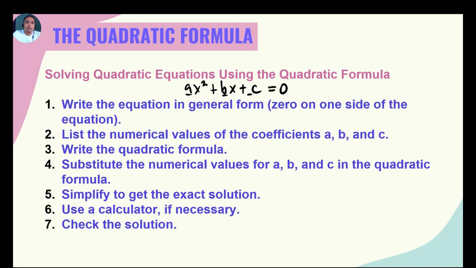Third, write the quadratic formula. Next, substitute the numerical values for a, b, and c in the quadratic formula. Number 5, simplify to get the exact solution. Number 6, you may use a calculator if necessary, and you may also check the solution. In checking the solution, you substitute the values that you get into the original equation, and if both sides are equal, then the solutions or the roots are correct.